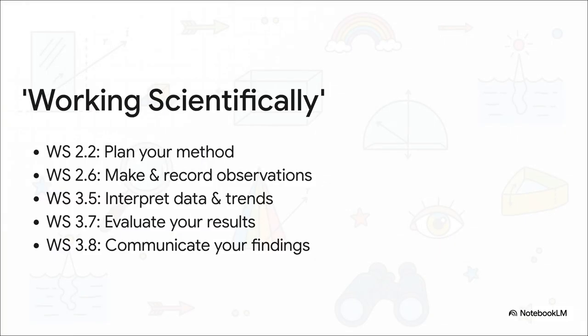These codes, by the way, are straight from the AQA specification. They're looking to see if you can plan an experiment, if you can make and record your observations accurately, if you can look at your data and see what it means, and crucially, if you can evaluate your own method for mistakes and then communicate your findings clearly. Trust me, these are the skills that bump you up into the top grades.